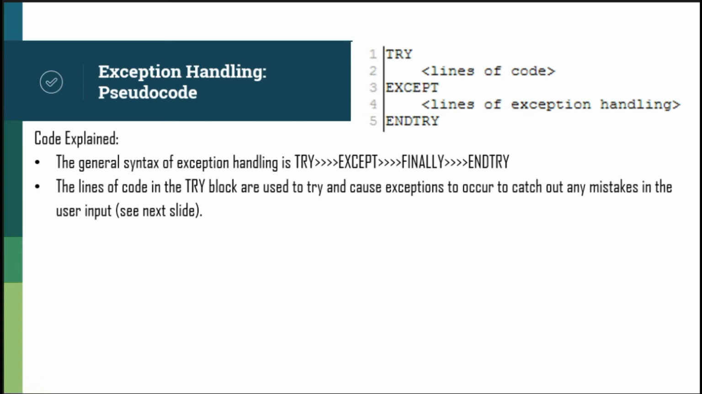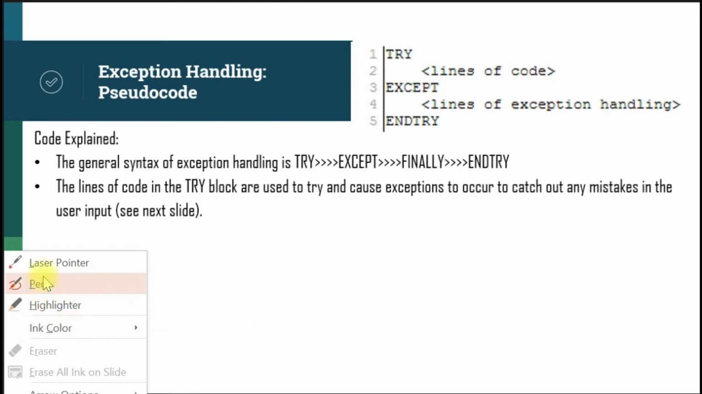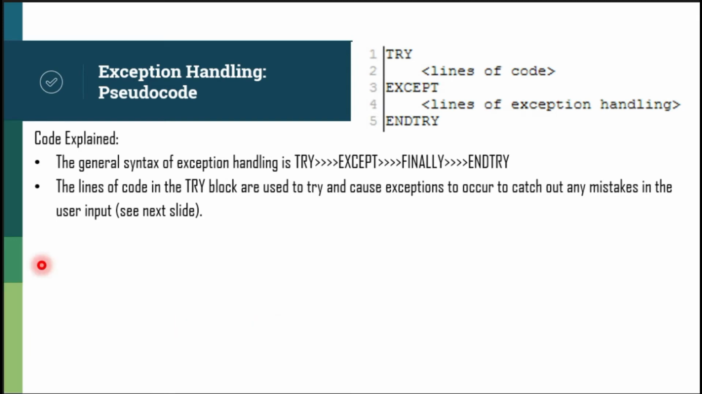The lines of code in the try block are used to try and cause exceptions to occur, to catch out any mistakes in the user input. We can see the next slide for more information, and I'm going to discuss that in a bit. But basically, the try block, these lines of code right here, are used to try and catch out the user input, to basically try and cause an exception to occur, so that if it doesn't occur, you know 100% that there is no exception. So that's what the try block does.